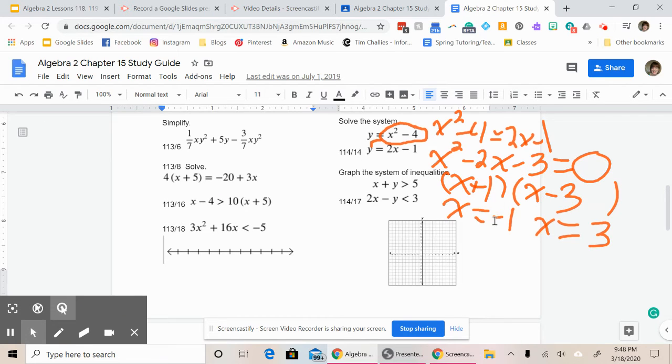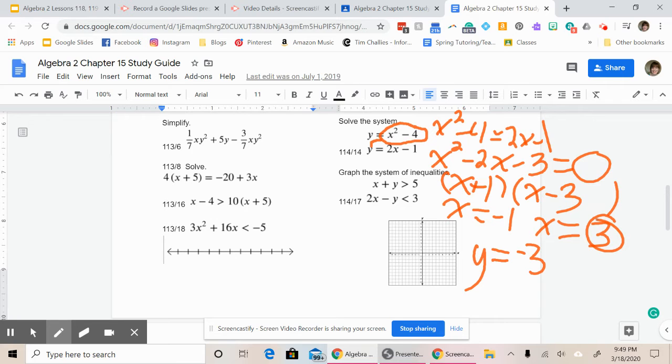Put this negative 1 in for x. So y would equal negative 2 minus 1, which would be negative 3. Put this 3 in for x, and that would be y equals 5. So you get two ordered pairs, negative 1, negative 3, and 3, 5.